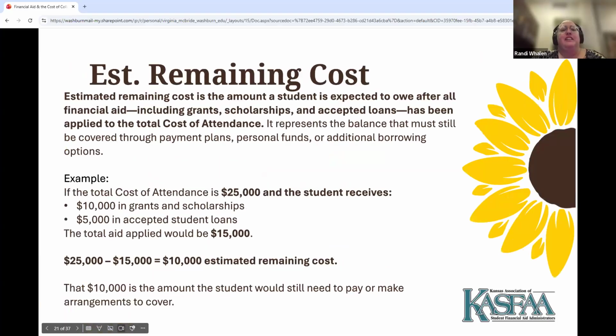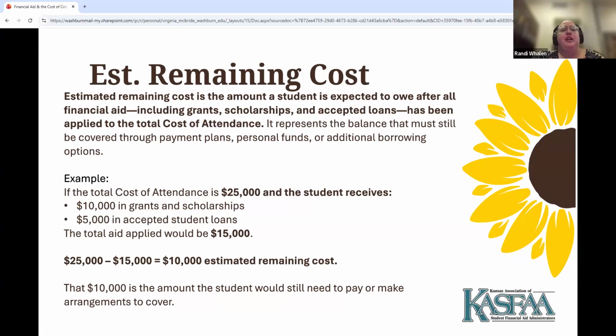Estimated remaining cost. Estimated remaining cost is the amount a student is expected to owe after all financial aid, including grants, scholarships, and accepted loans, has been applied to the total cost of attendance. It represents the balance that must still be covered through payment plans, personal funds, or additional borrowing options.